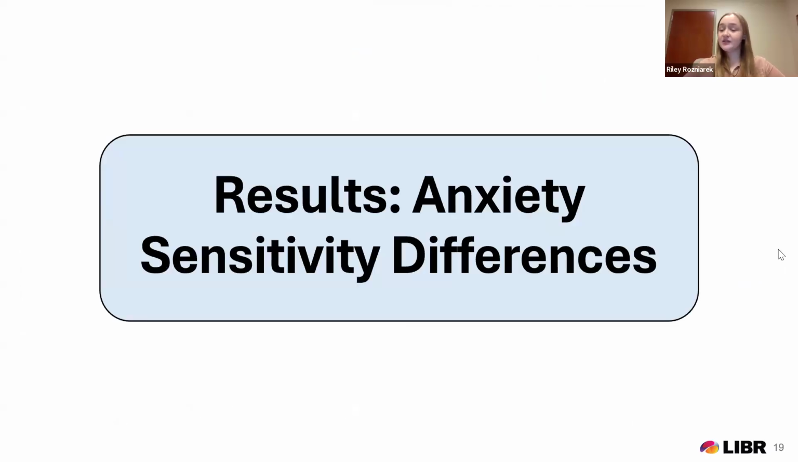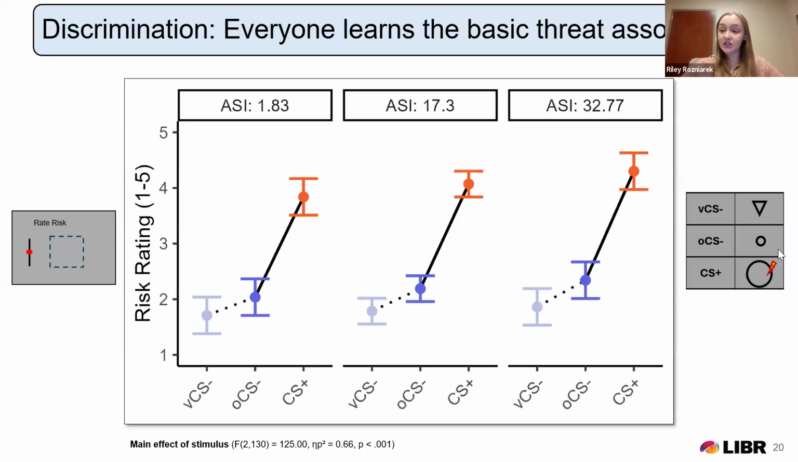Taking a look at the differences we saw within anxiety sensitivity, starting off with that discrimination phase where we're testing that threat association, we see that across the levels of anxiety sensitivity, everyone learned that basic threat association. This graph is looking at risk ratings to the various stimulus types or shapes in low, medium, and high anxiety sensitivity. And we can see that in each panel of the graph, no matter what their anxiety sensitivity was, they had higher risk ratings to the threatening shape in orange compared to the safe shapes in blue.